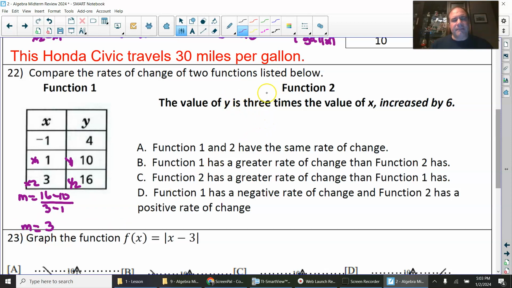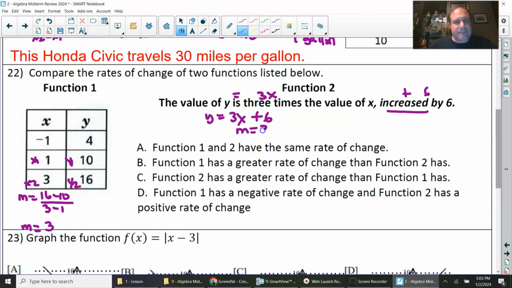So this one, I'm going to have to read it. And it says function 2 is the value of y is always an equal sign, 3 times the value of x, so it's 3x, increased, that's addition, by 6, so plus 6. So m equals 3. So I'm not worried about the y-intercept, like I said, because they're not worried about it in the question. So function 1 and 2 have the same rate of change. Yes, they do. A is your answer.